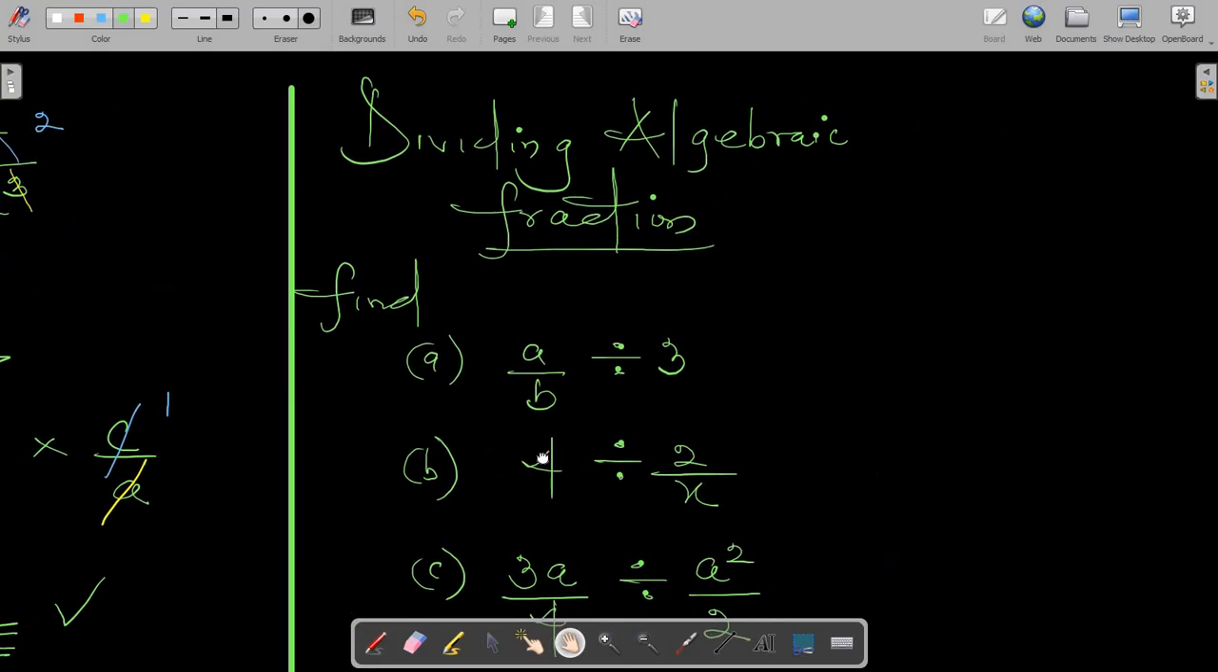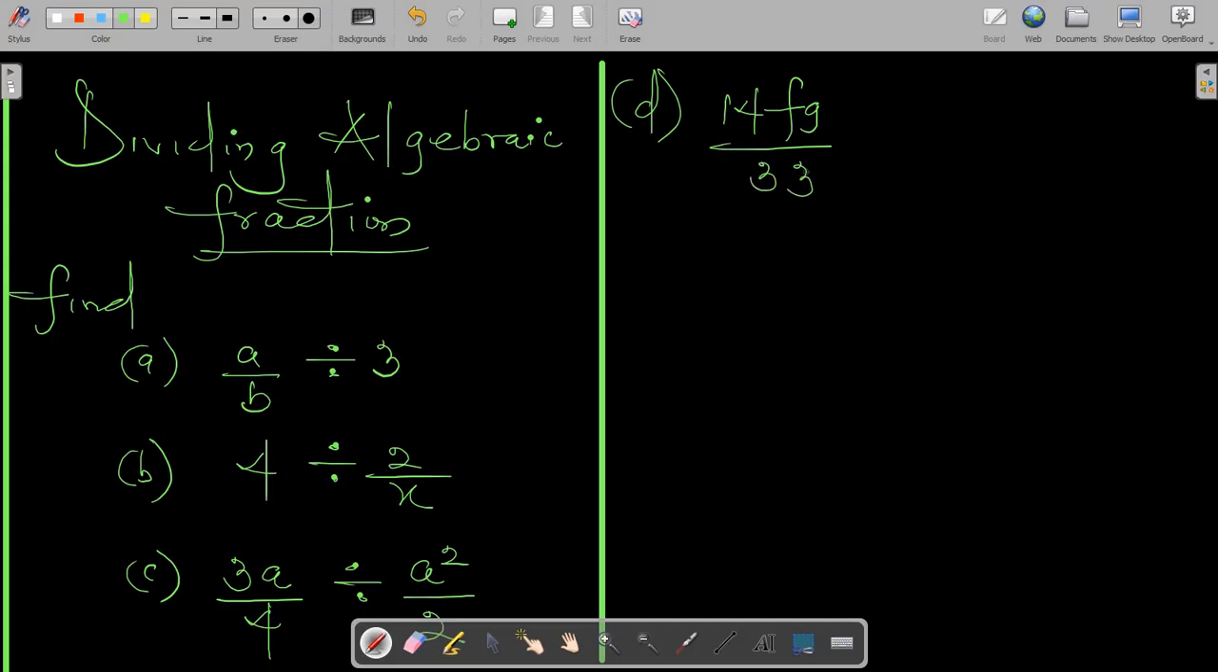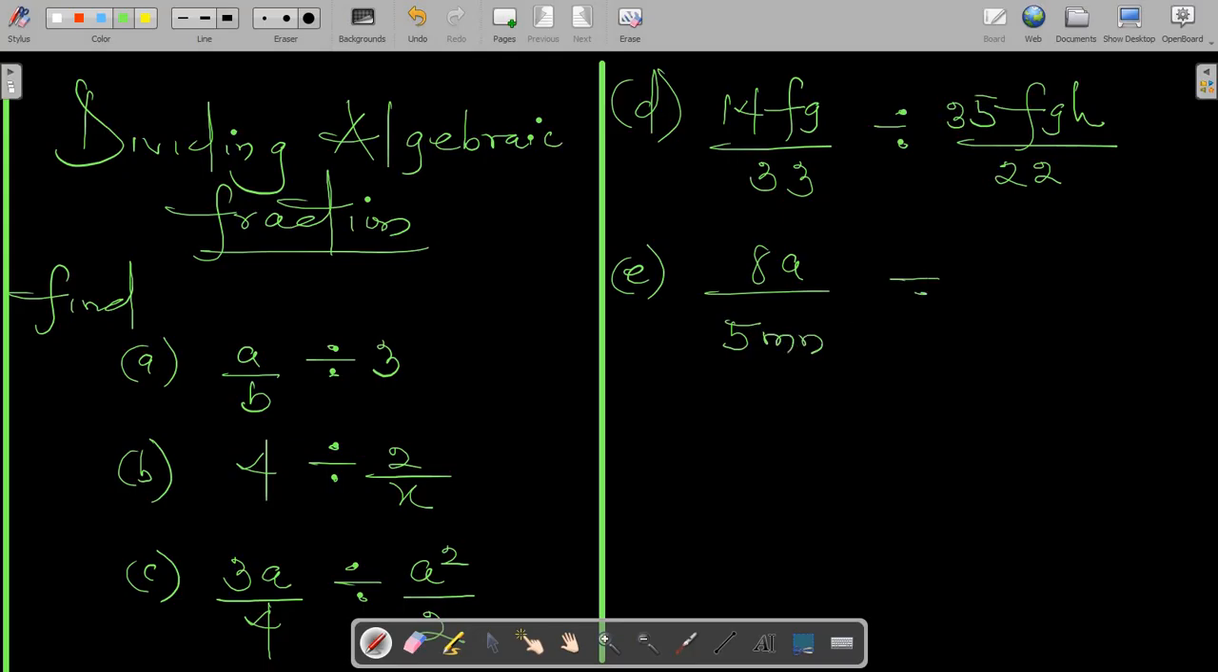Okay, so let's move on to the fourth question, the D part of the question: 14fg all over 33 divided by 35fgh over 22. The fifth question for today's class is 8a divided by 5mn, now divided by 32b all over 15mn. So let's take the questions one after the other.